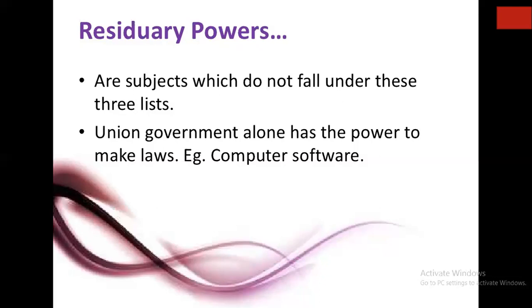Union list means the central list, state list means the list for the state, and concurrent list means both central and state. There are some subjects which do not fall under the three lists. So the union government alone has the power to make laws for such subjects. For example, computer software. It does not come under the state, concurrent or union list, but the union government has the power to make laws for it.